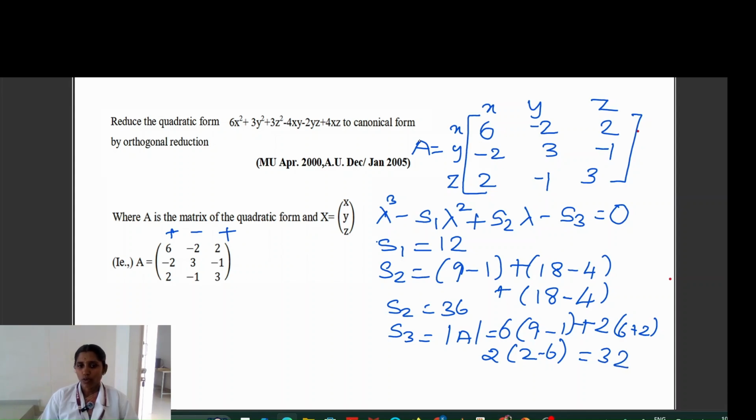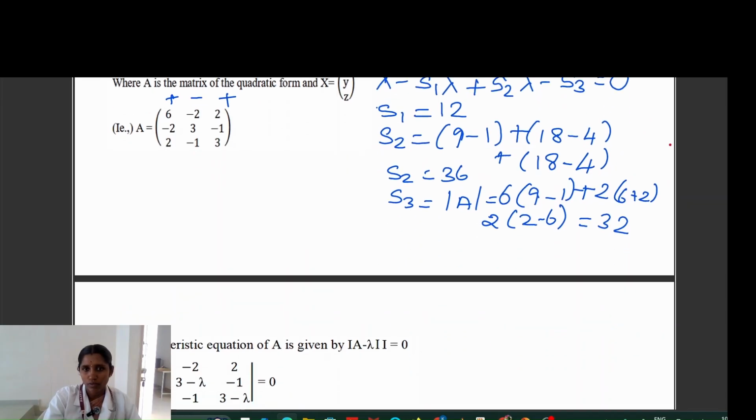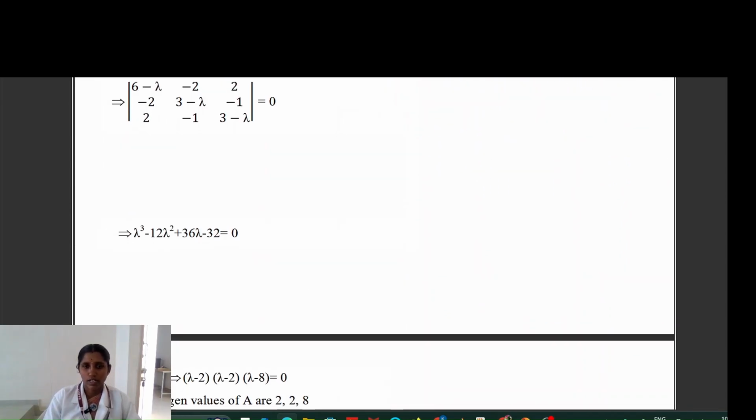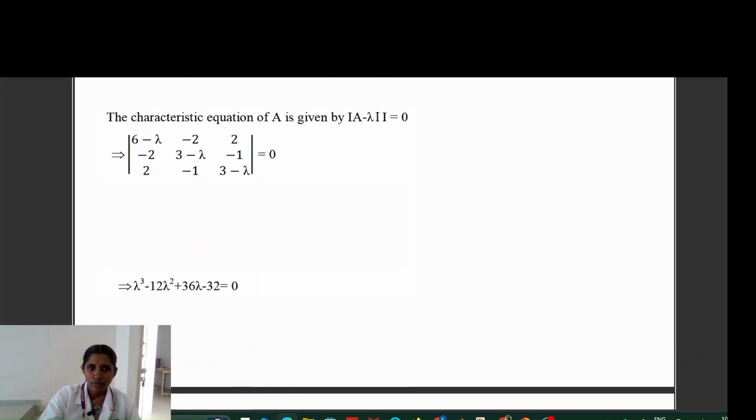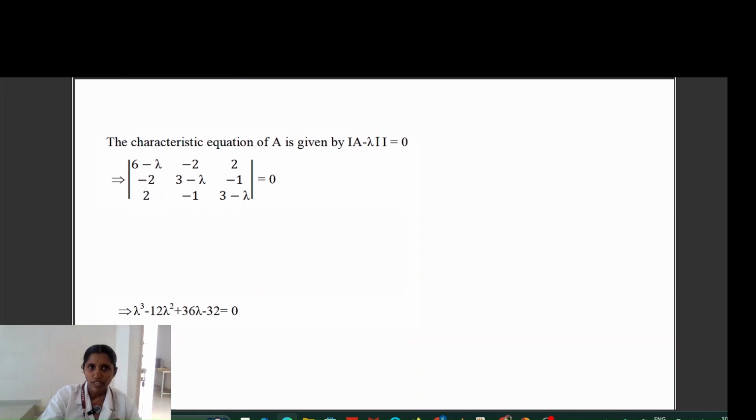We are applying S1, S2, S3 values in the characteristic equation. Then the characteristic equation becomes lambda cube minus 12 lambda square plus 36 lambda minus 32 equal to 0. By using this characteristic equation, we find the eigenvalues. Here, the highest order of this equation is 3. So, we use the synthetic division method to find the eigenvalues.